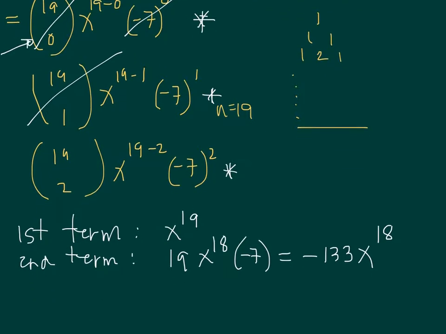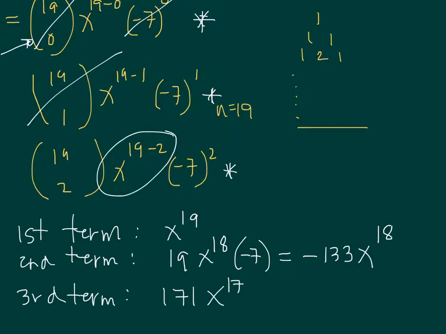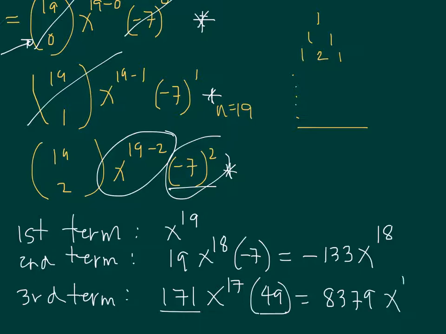And finally, the third term, C(19, 2). So you can use a calculator to find the combination. 19 combination 2 is equal to 171. So the third term is 171, then x to the 17, then negative 7 squared is 49. Then you have 49 and 171. Just multiply the numbers. So you will have 8379 x to the 17.